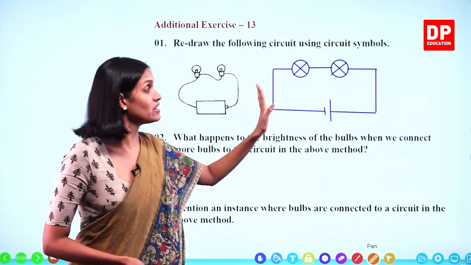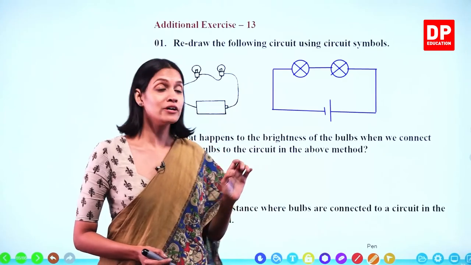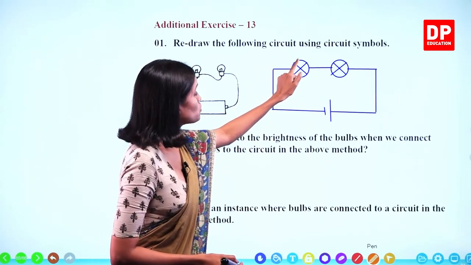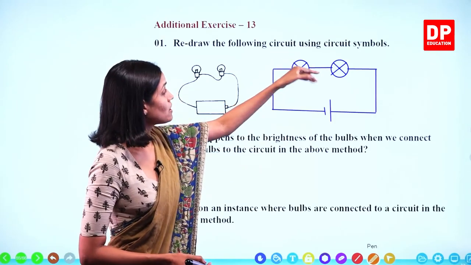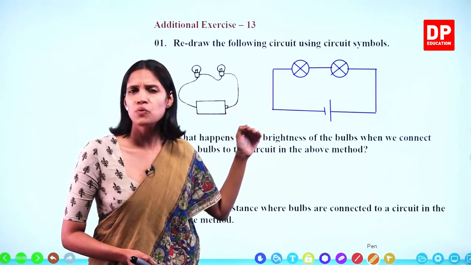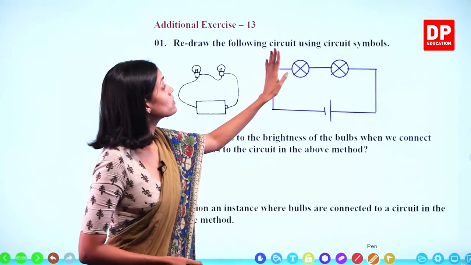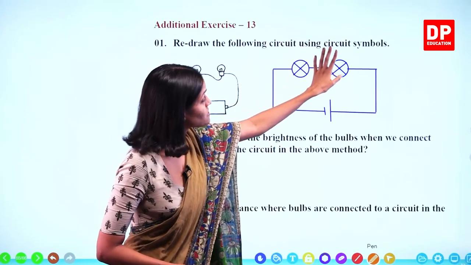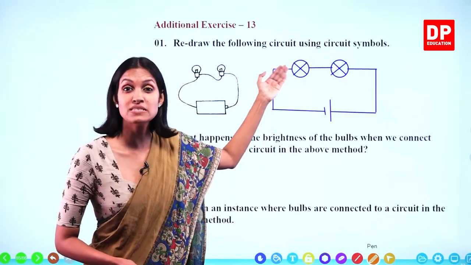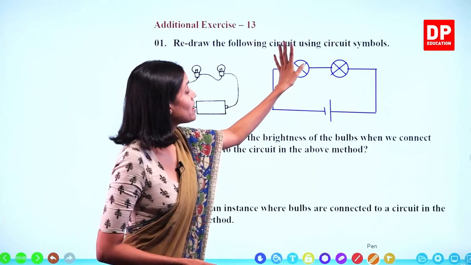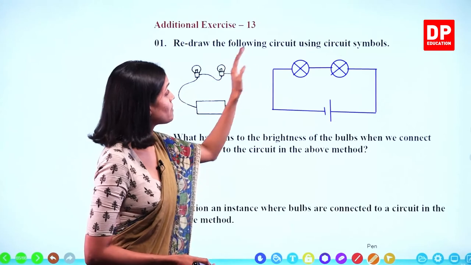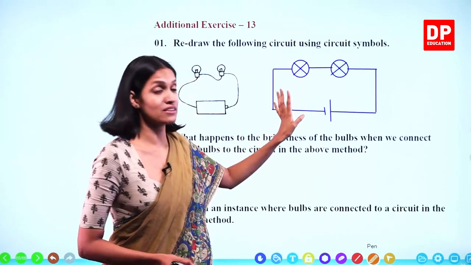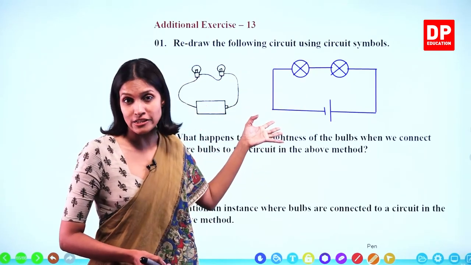Do you remember we did a similar activity in the lab? First, we connected two bulbs in the same line. Secondly, we connected two bulbs parallel to each other. What happened, children? When you compare the two, when the two bulbs are connected in the same line, which means in series, and when the bulbs are connected parallel to each other, the second method, the bulbs connected parallel to each other have higher brightness.